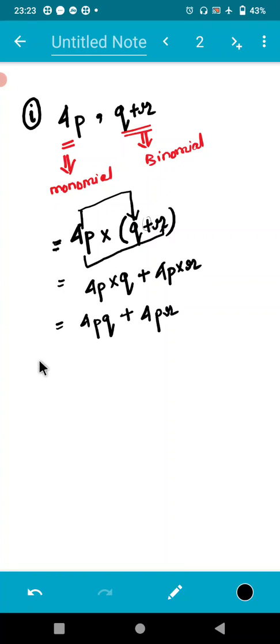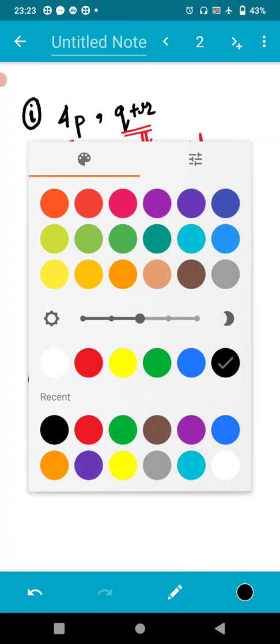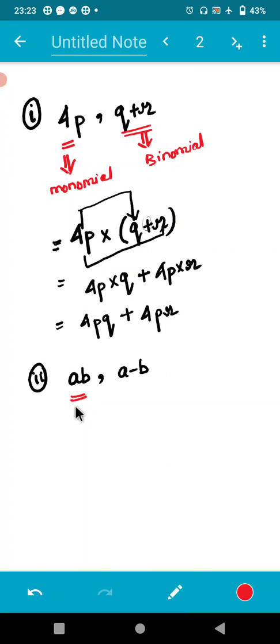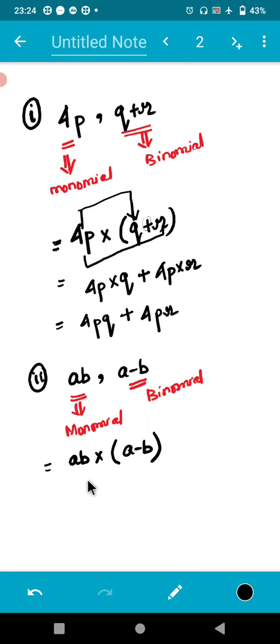Okay, now let's do the second sum of question number 1. It is written AB, comma, A minus B. Now I hope everyone knows. This expression AB is a monomial, and this expression A minus B is a binomial. Now what we have to do? We have to first write the monomial term, then put a multiplication sign, and then give a bracket, and inside the bracket we have to write this binomial term, isn't it?